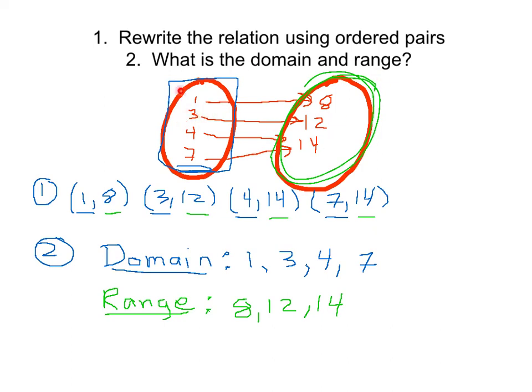And we can go from this diagram, which is a very visual representation of this relation, and we can write it a little bit easier without having to draw arrows just by saying, well, 1 and 8. (1, 8). That gives us the ordered pair. 1 is related to 8, 3 and 12, 4 and 14, and 7 and 14. And once we have all those ordered pairs, the set of numbers that are first would be the elements of your domain, and the second numbers would be the elements of the range.